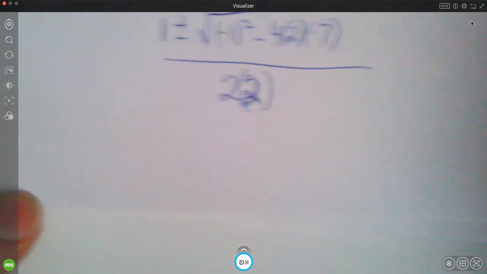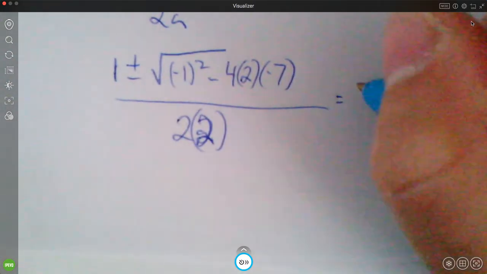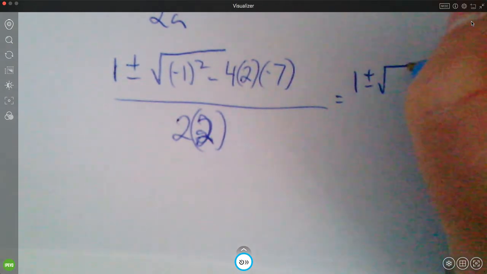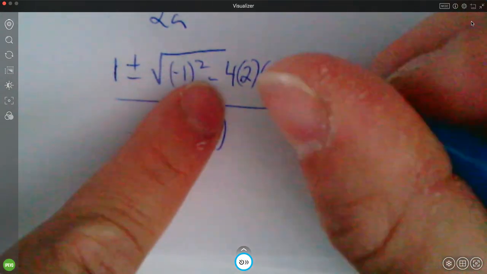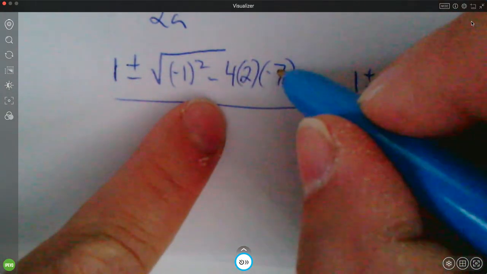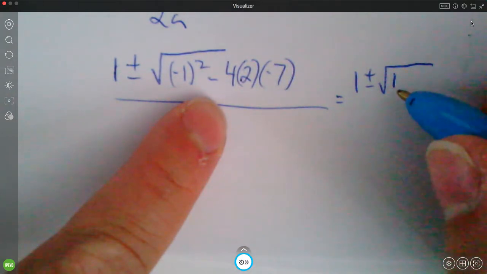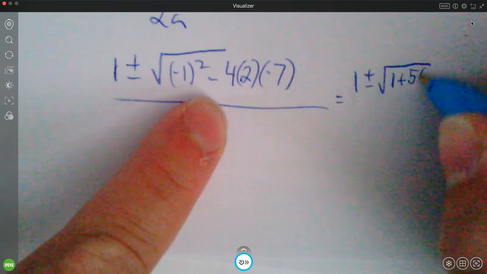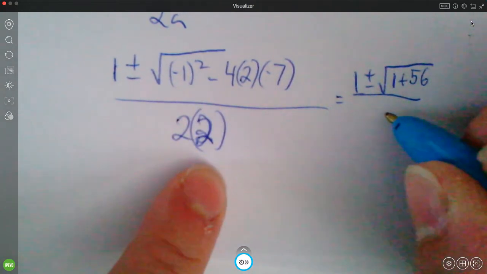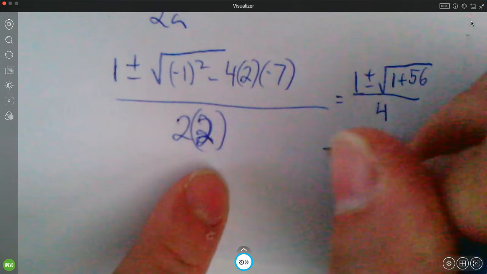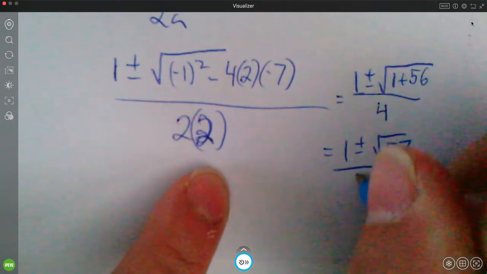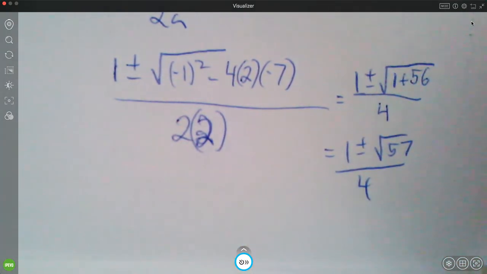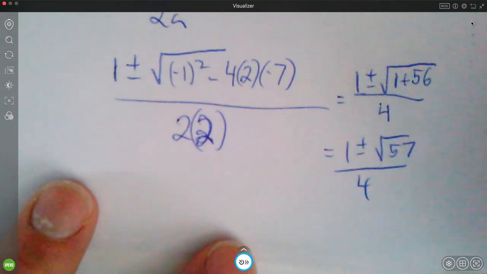So now I'm going to simplify, and I'll start with cleaning up that discriminant here. So that's going to be 1 plus or minus the square root. 1 squared is 1. And then we got negative 4 times 2 is negative 8 times negative 7 is plus 56. So plus 56, all divided by 2 times 2, which is 4. So you're left with 1 plus or minus square root of 57, not as perfect as the last one, divided by 4. Square root of 57 is about 7.5.